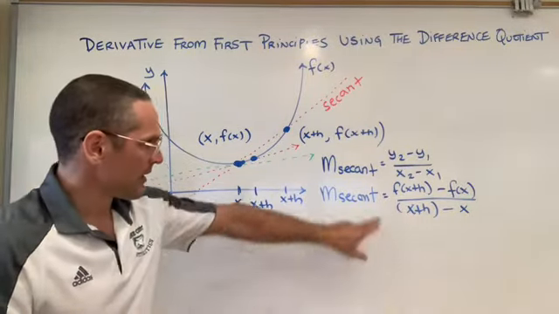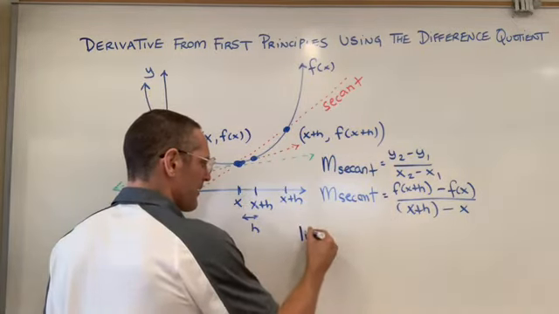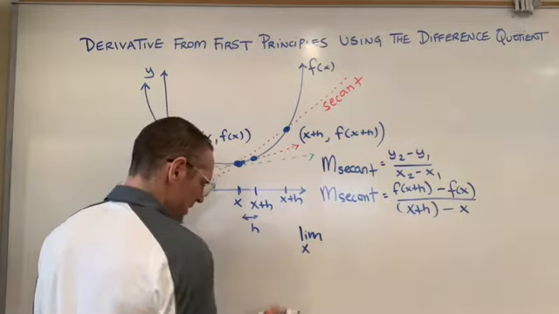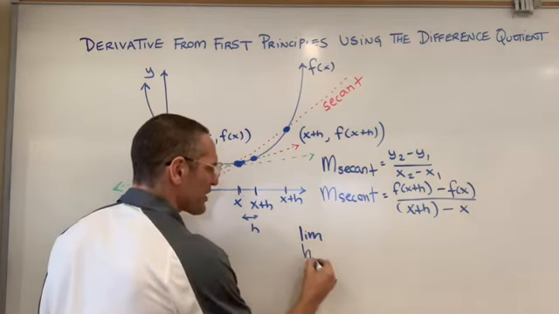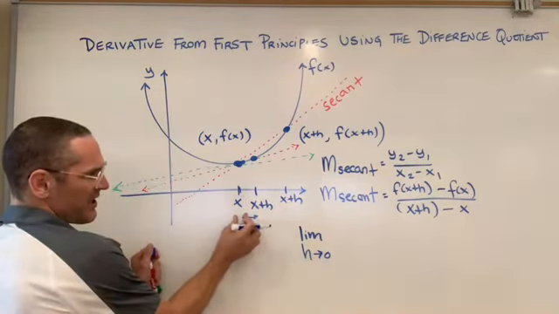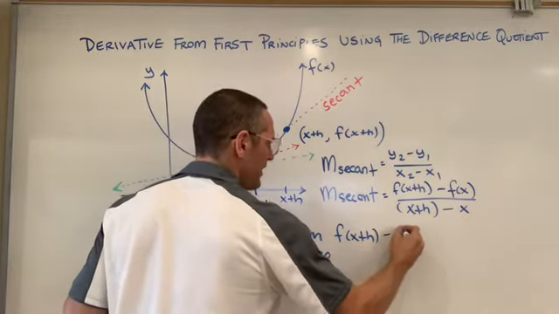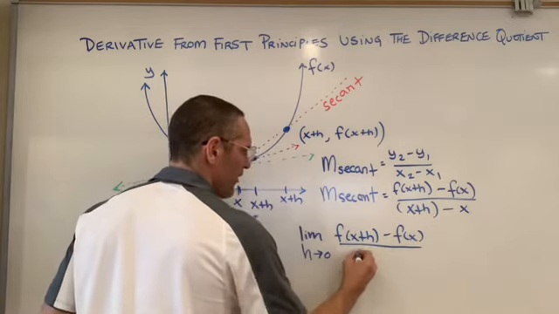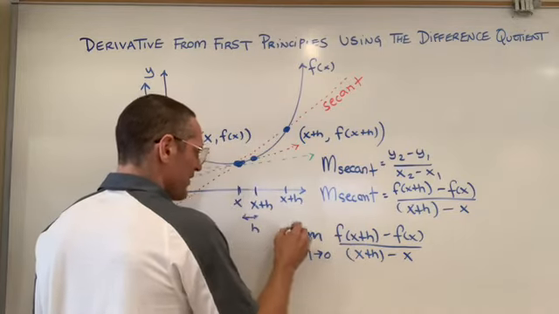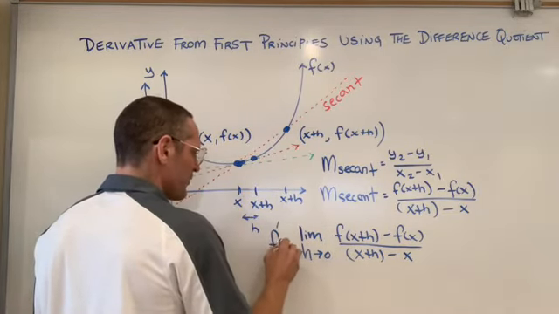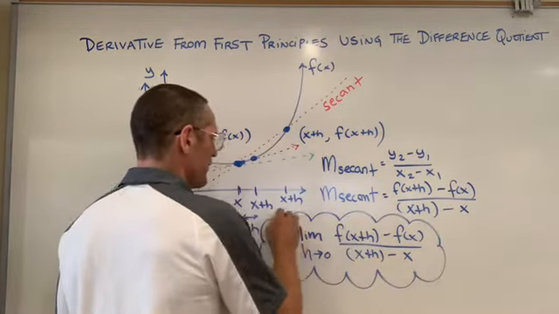When does that happen? Here's our difference quotient. We're going to take the limit as, not as x, we're going to take the limit as h approaches 0. This distance h is getting smaller and smaller and smaller of f of x plus h minus f of x over x plus h minus x. And this is what's known as the derivative. Here it is, the difference quotient to find the derivative.